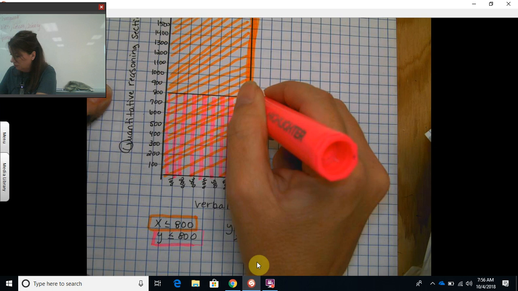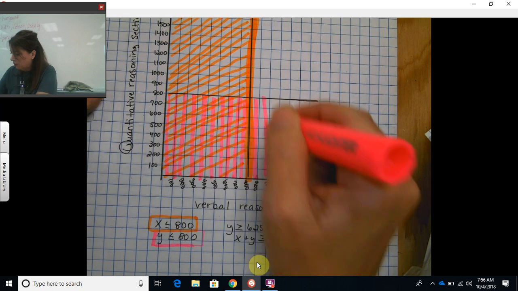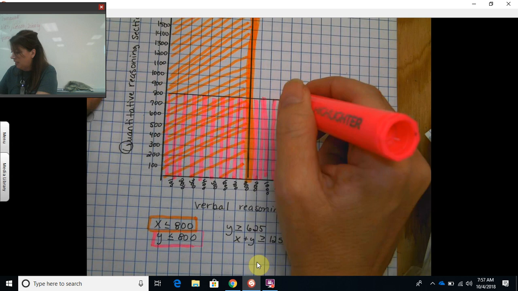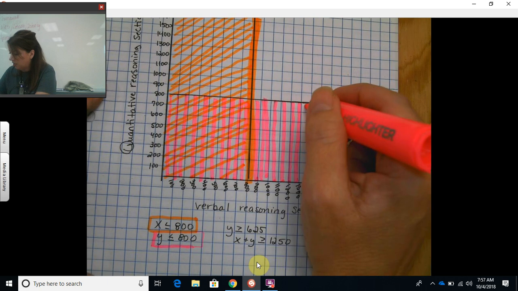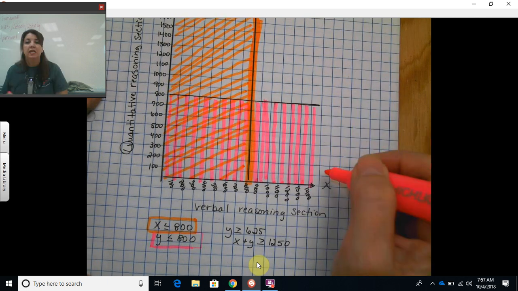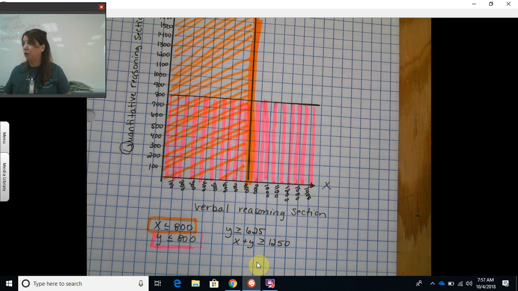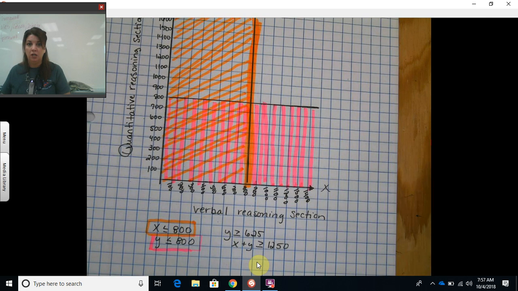So anything in the orange only region only makes that top inequality true. Anything in the pink only region only makes that second inequality true. I said equation, I meant inequality. Anything in the pink and orange makes both of these true. But we need to know scores that make all 4 of these statements true.